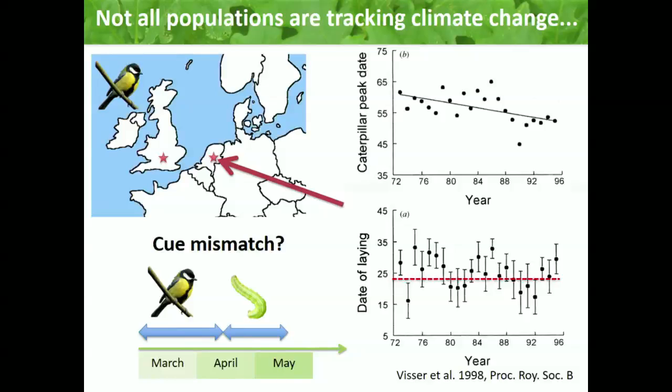And this means that there's actually a mismatch that's developed between the temperature cues used by great tits to time their breeding and the temperature during the period where selection is actually acting on this timing of breeding trait. So comparing population responses can provide us with important information about the sorts of things that might be constraining response to climate change.